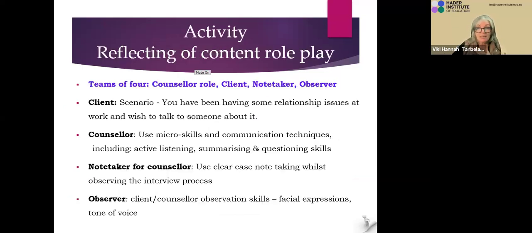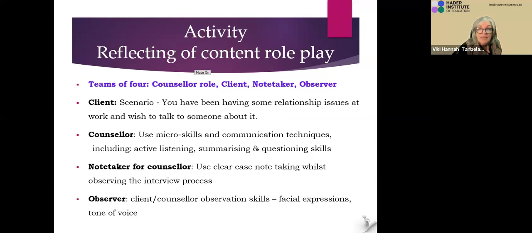So you're in teams of 4: the counsellor role, client, note taker role. This is if we were doing a practice run in a breakout room. The client has relationship issues, self or others, and wishes to talk to someone about it. Like, I'm stuck, something's going on, or someone thinks I'm stuck and thinks something's going on. They want us to come and talk to you.